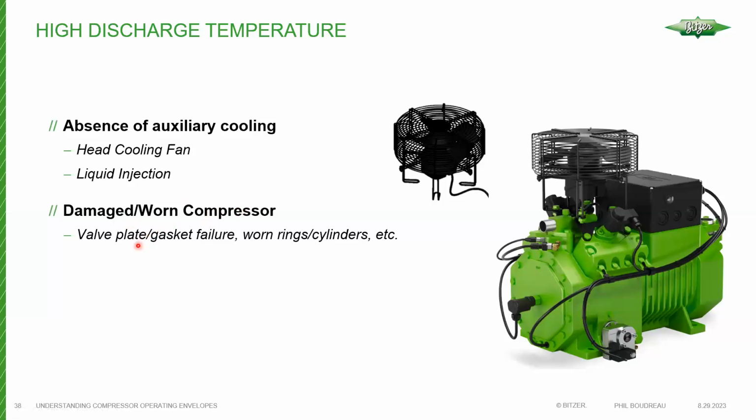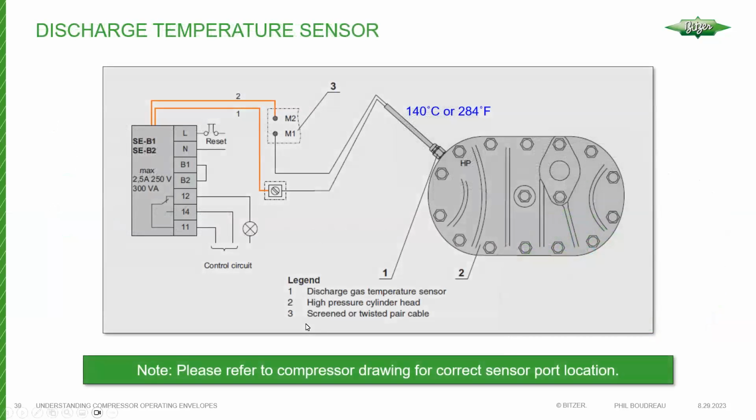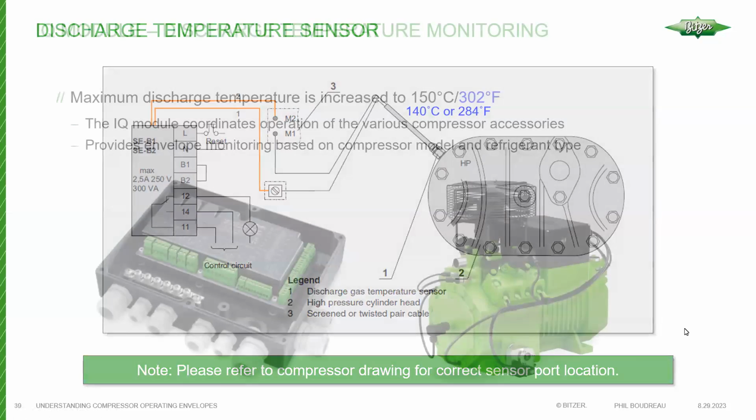A damaged or worn compressor, as I mentioned before, can result in high discharge temperatures as well. So this is just a drawing that shows, like I said before, you just take your discharge temperature sensor, wire it in series with your motor PTC sensors, and now you've got protection. You've got a module that's looking at motor temperature and also your discharge temperature.